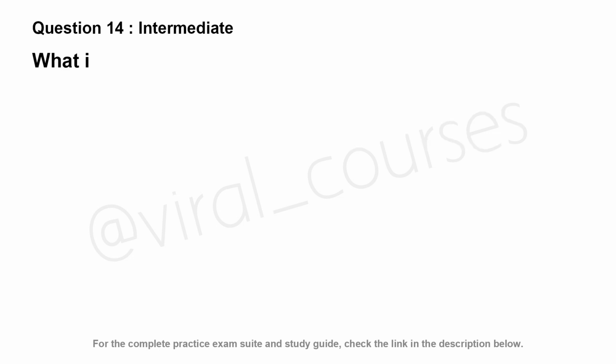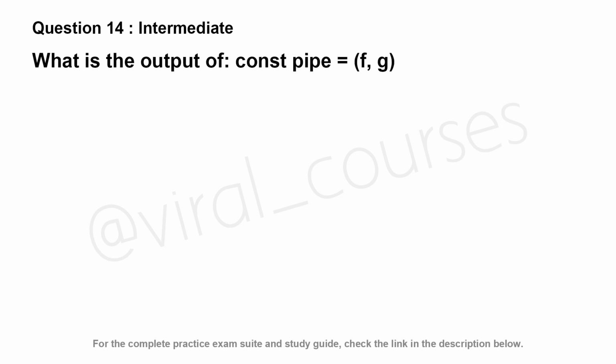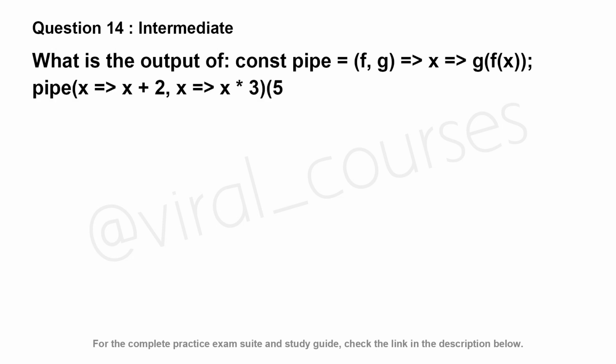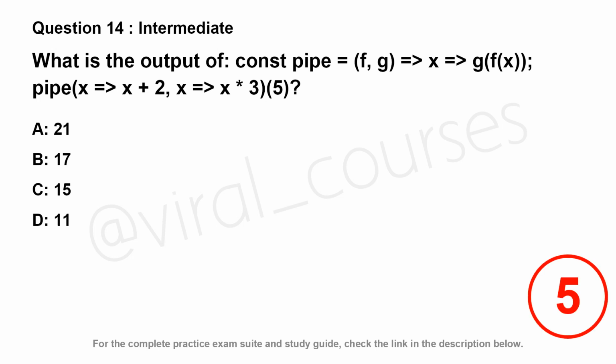What is the output of const pipe = (f, g) => x => g(f(x)); pipe(x => x + 2, x => x * 3)(5)? Option A 21. Option B 17. Option C 15. Option D 11.